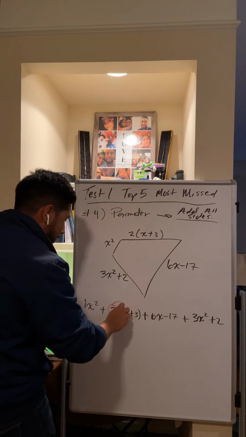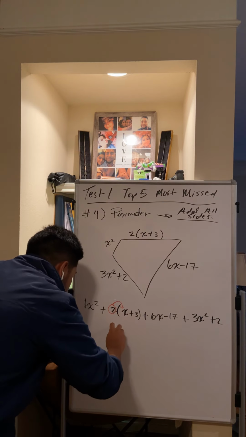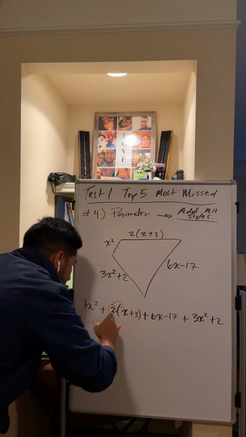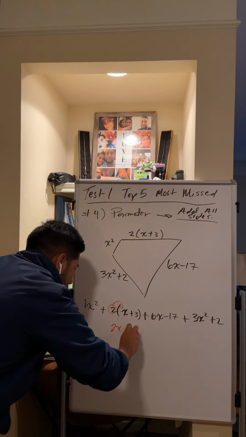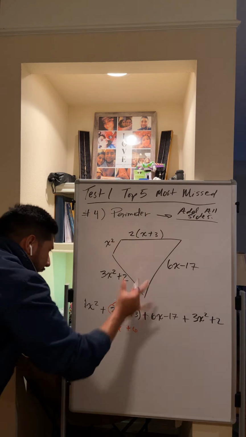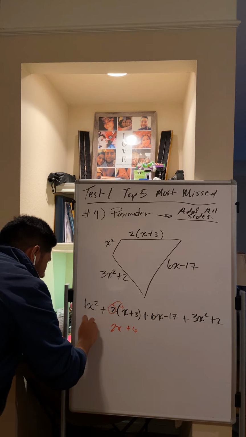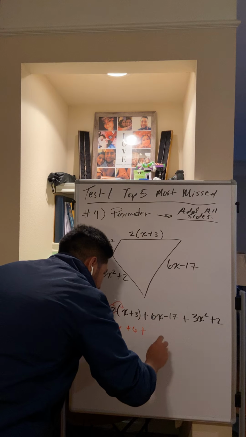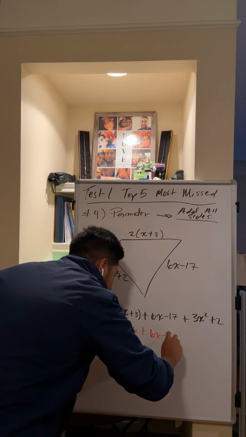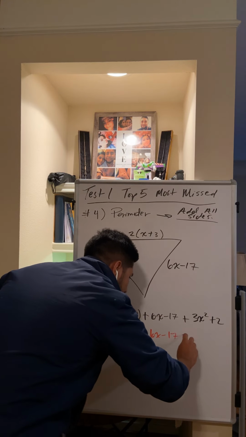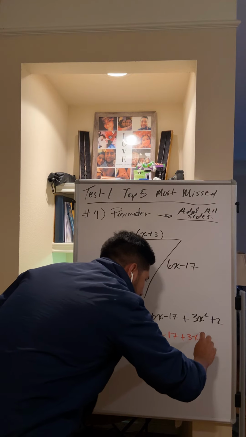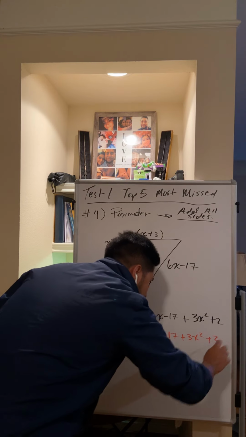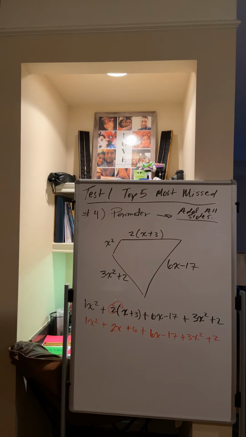Simplify the parentheses. Circle that 2. 2 times x is 2x. 2 times 3, 6. I'm going to bring everything down and make it look beautiful. 1x squared plus 6x minus 17 plus 3x squared plus 2. And now we just go ahead and do the good stuff.